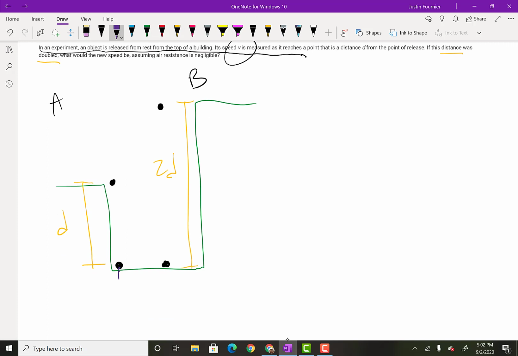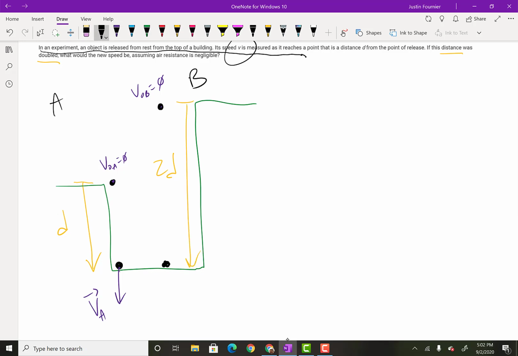Some other things I might want to add here: this would be my velocity. My initial velocity for A is 0, as well as my initial velocity for B is 0. So both of those are the same. You can see there are things that are similar and things that are different about these. Then we have the displacement, and again the displacement is negative, so those arrows would be pointing down.